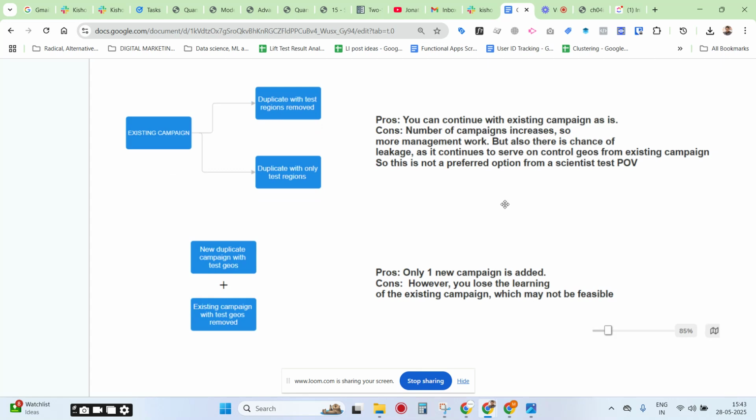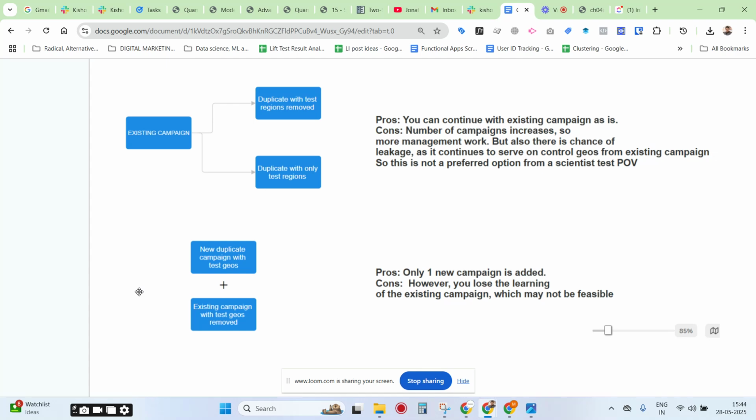The other option is to completely switch off the existing campaign, create a duplicate version of it. I'm sorry, not switch off the existing campaign. I'm really sorry. Just create one new duplicate. The existing campaign does not continue as is, but rather it is modified to have the test regions removed from it.